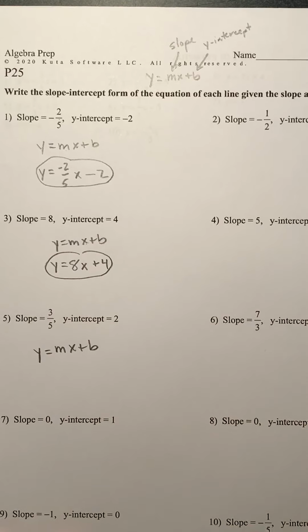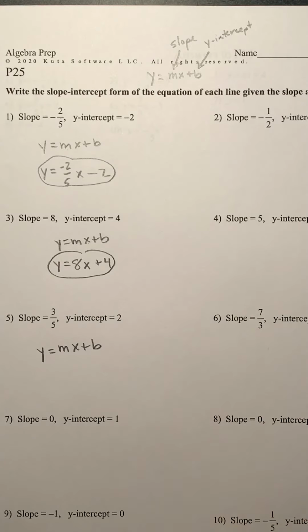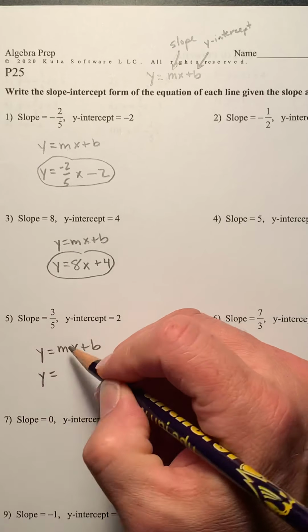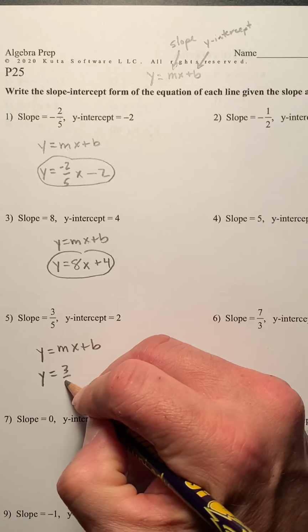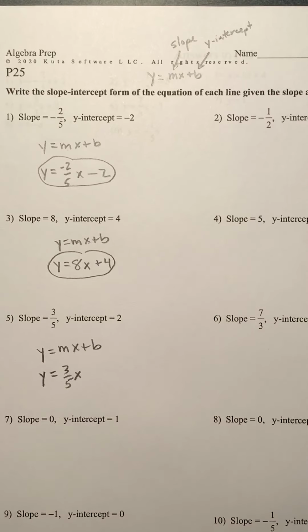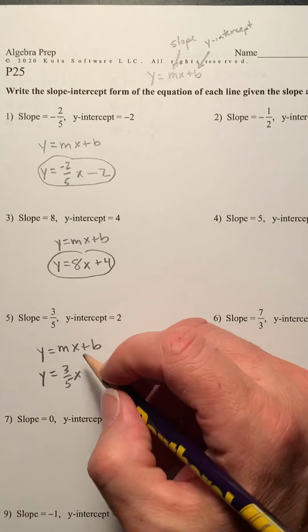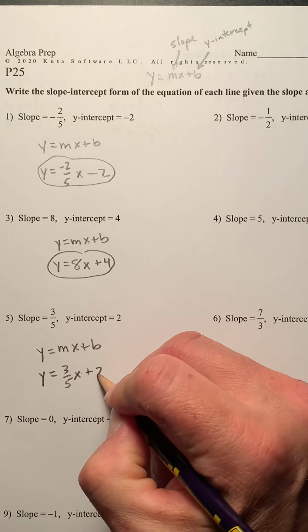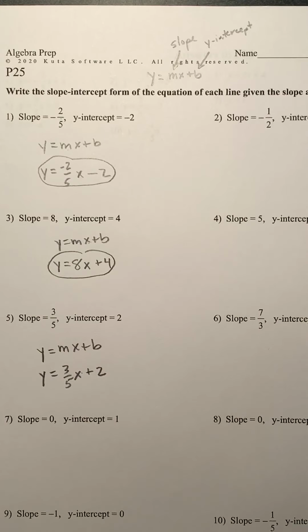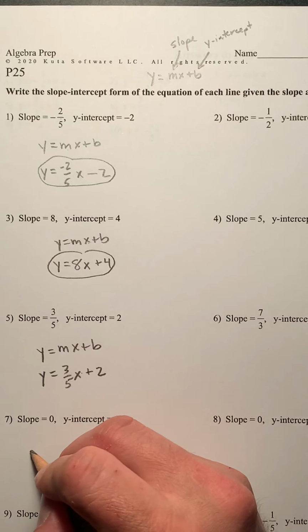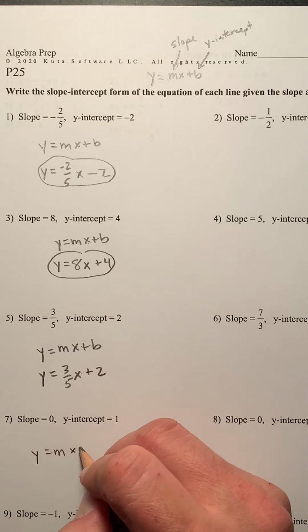I want you to get used to that. Y equal mx plus b, y equal mx plus b. It's a huge thing to know. But all we're doing is replacing the m with the slope number, followed by the x. And the y-intercept number just goes at the end. Y is equal to mx plus b.